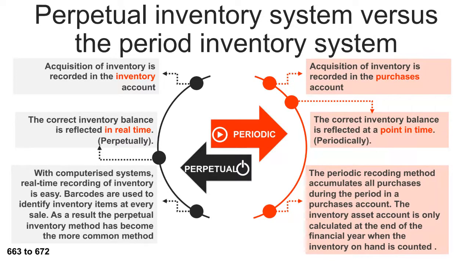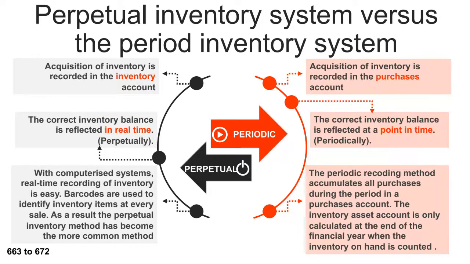Right, and so what's the difference? It's in the word, right? Perpetual means that continually the inventory balance is correct. Perpetual means always, right? So the inventory balance is always correct. That's what perpetual means. Periodic means the inventory balance is only correct at specific periods of time. That's why we say periodic. It's only correct at specific times of the year, right?